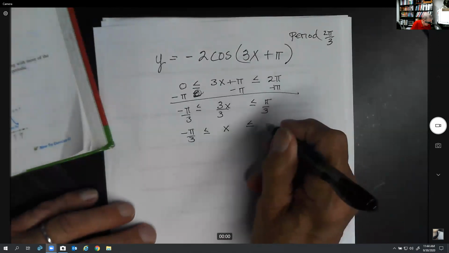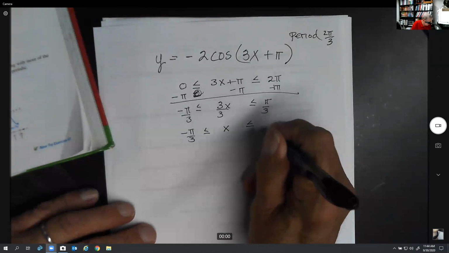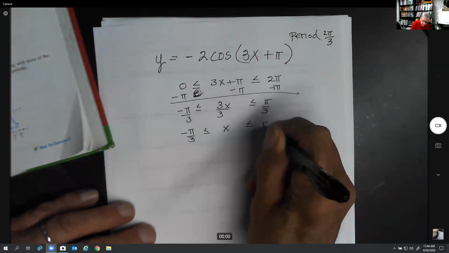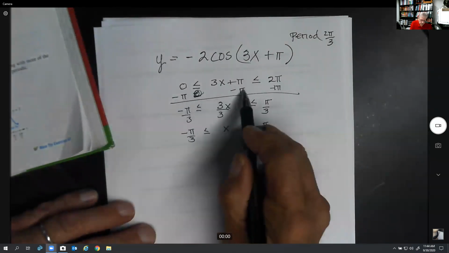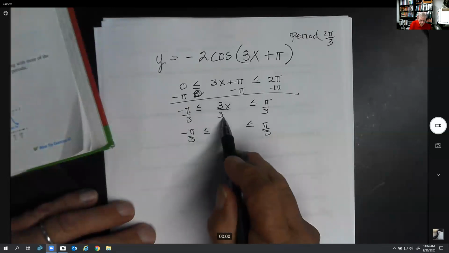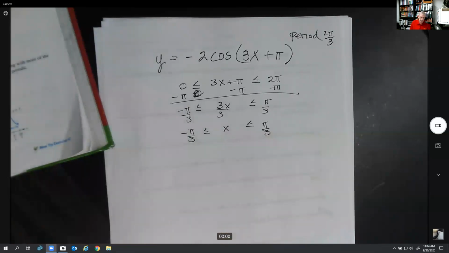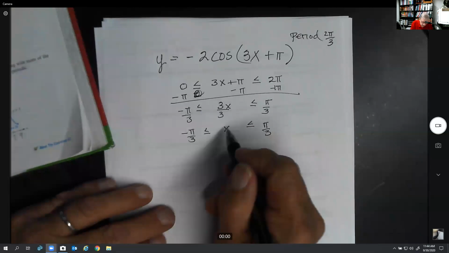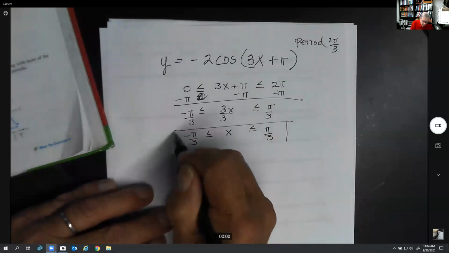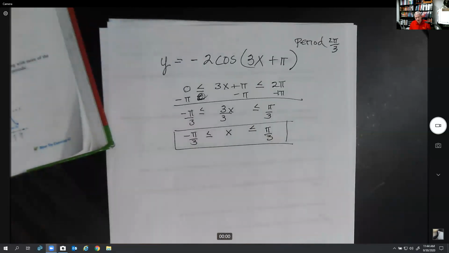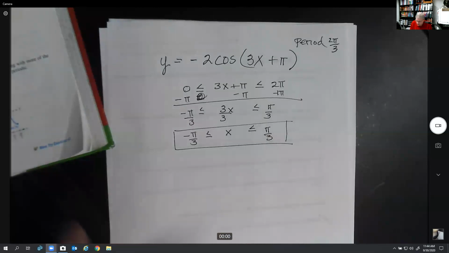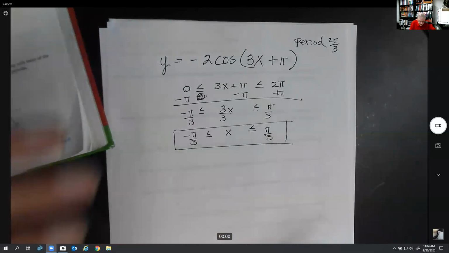Pi over 3. That's right. Subtract the pi from everything. We got 3 pi, got pi over 3, okay. So this is our final interval. So we could divide this up into thirds, but the problem with that is we're going to have some numbers in between that might be a little hard to find.